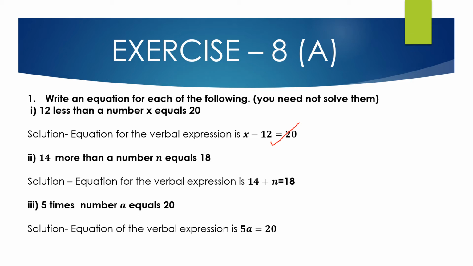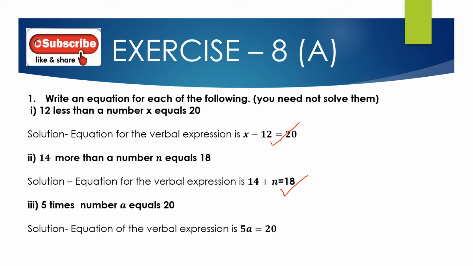Second bit, 14 more than a number n equals 18. Equation for this verbal expression is 14 more than a number. So more than is represented with plus symbol. So 14 plus n equal to 18. This is the equation for this expression.